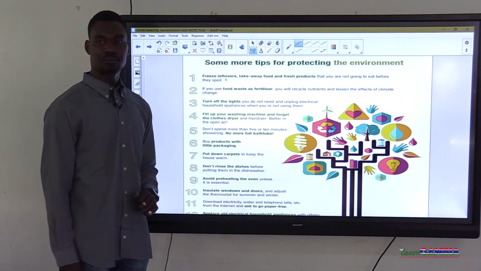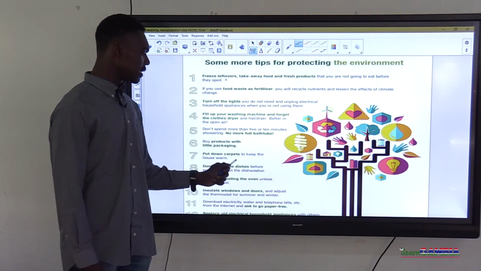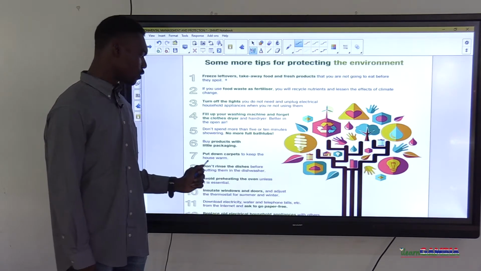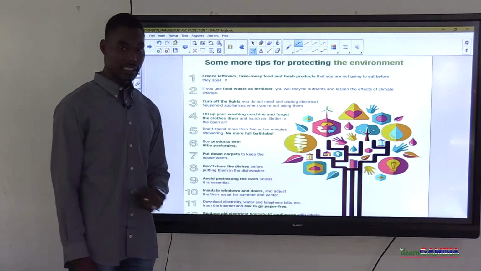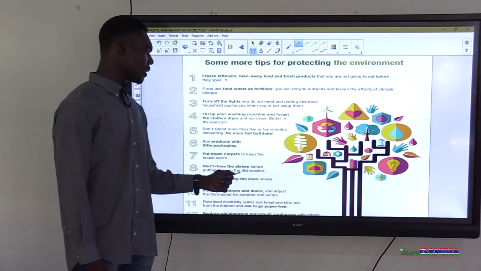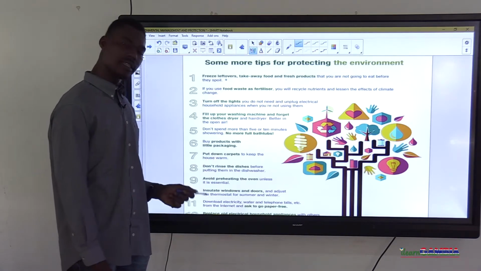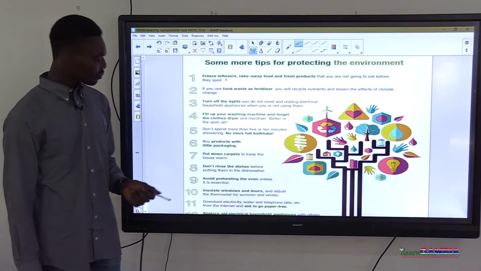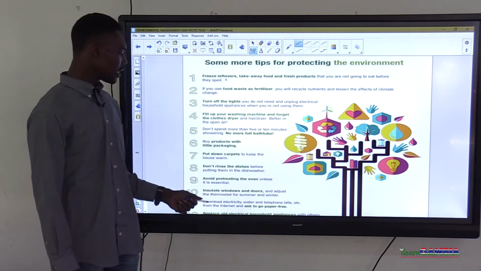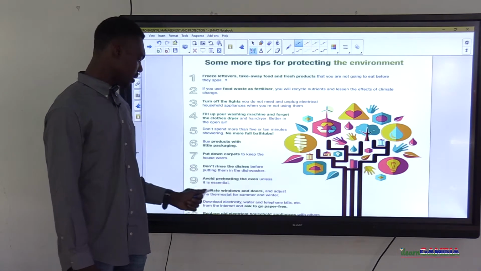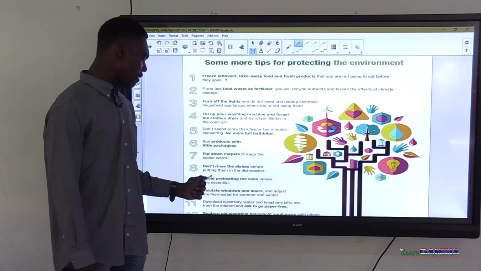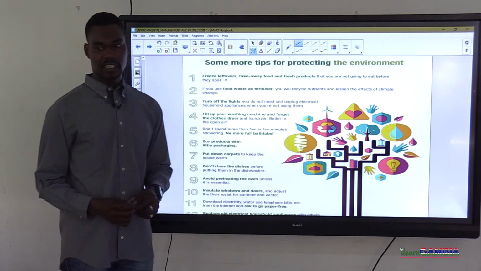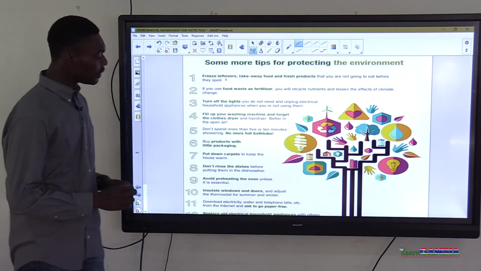Point 8, don't rinse the dishes before putting them in the dishwasher. This is also important in terms of minimizing the wastage of water. Point 9, avoid preheating the oven unless it is essential. Also, to minimize wastage of energy, that is electricity.